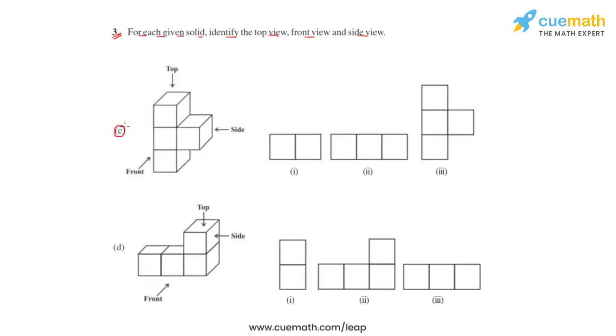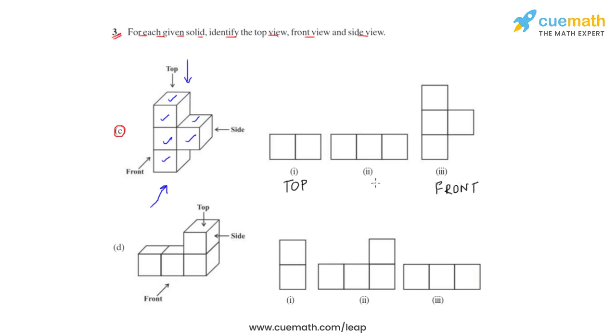So in the C part, we have a solid where we have the three views already marked. If we view from the top, we'll only see these two square boxes side by side. So hence we can say that the first figure is the top view of the solid. Then if we view the figure from the front, that is this side, we'll see that these are the four boxes which will be seen. So we can say that the last figure would give us the front view.